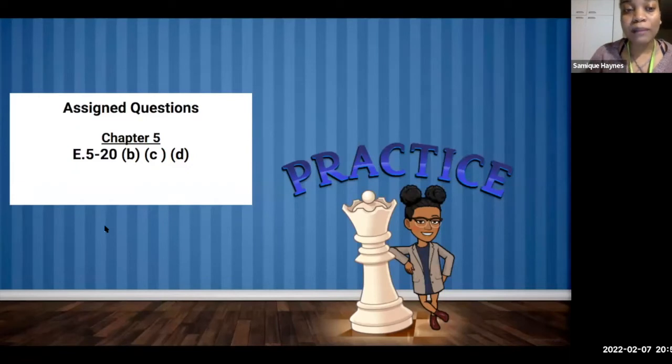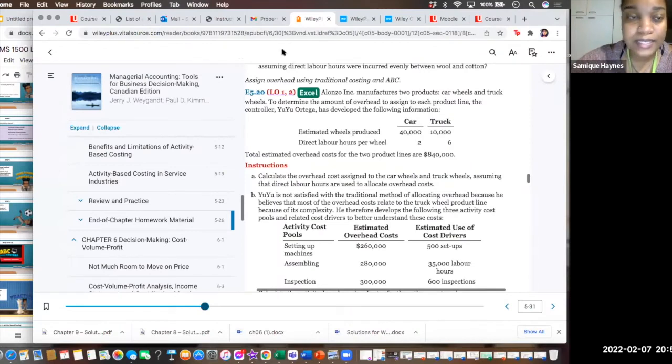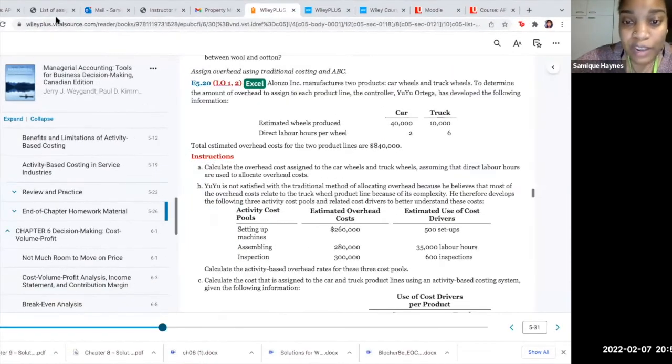So now, chapter 5, question 520, I want us to go over this question 520, and then we will take a break. Let's look at 520 part B. Part B says this: UU is not satisfied with the traditional method of allocating overhead because he believes that most of the overhead costs relate to the truck wheel product line because of its complexity. So it's really hard for us to produce the truck wheels. So we think that most of our overhead costs should be allocated to the truck. But before, we saw that most of it was allocated to the car.